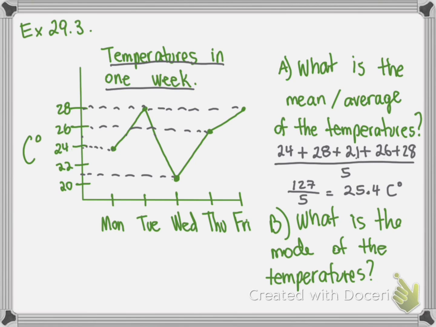And that would be the average temperature for that week. Question B says, what is the mode of the temperatures? Remember, mode is the one that repeats the most, and in this case, the only one that repeats the most is 28, so 28 is the mode.